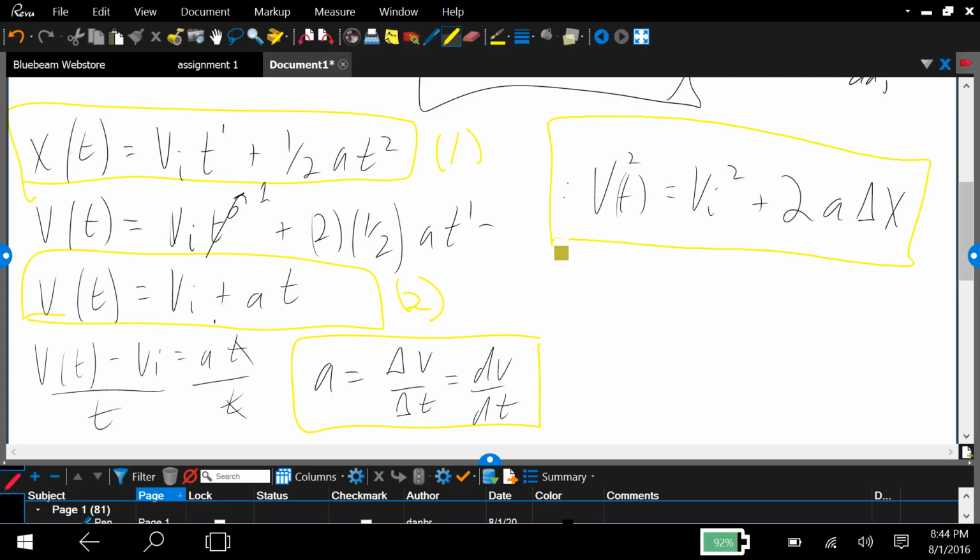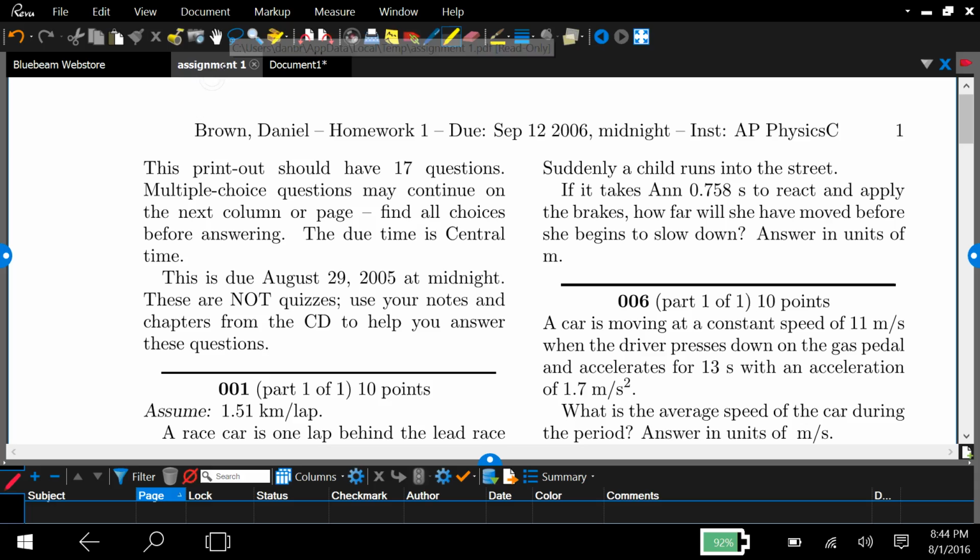Sometimes you will see me in a formula or even in a book somewhere else refer to this term right here as velocity final. Okay, it's not the velocity initial, but it's some other velocity at some other point in time, usually at the end of the problem, so we call it velocity final. All right, so these are the basic equations of kinematics that we're going to use to solve some problems in assignment number 1.